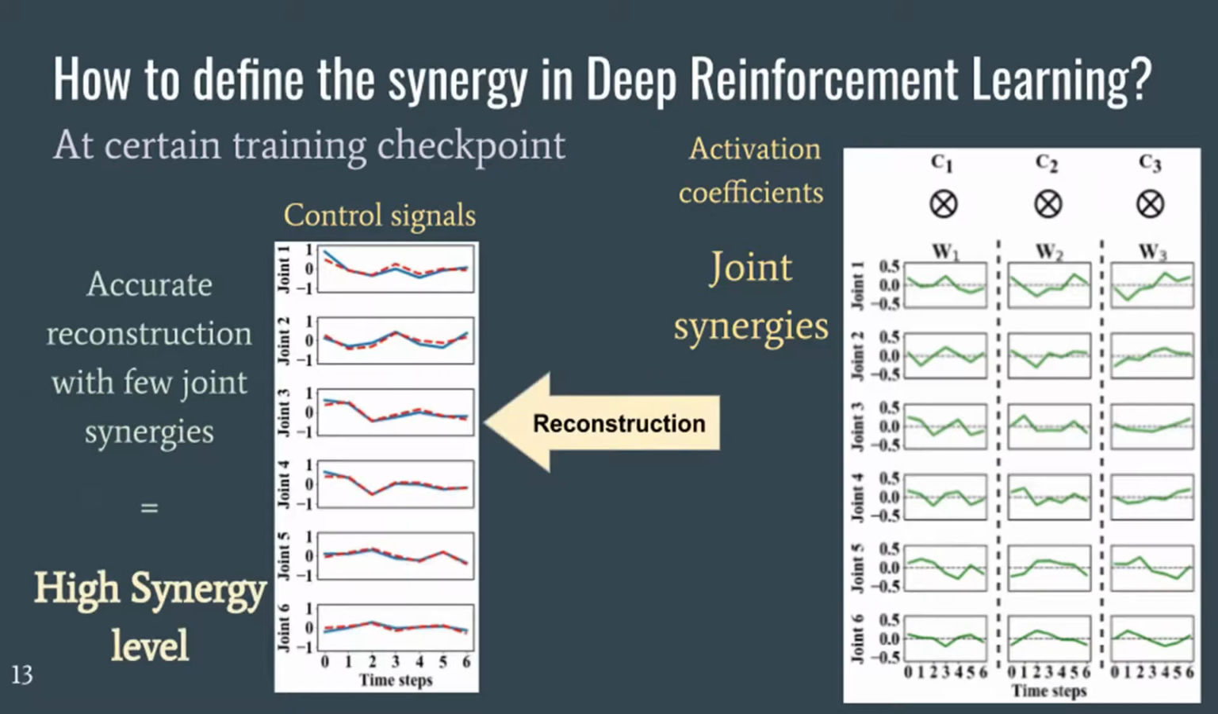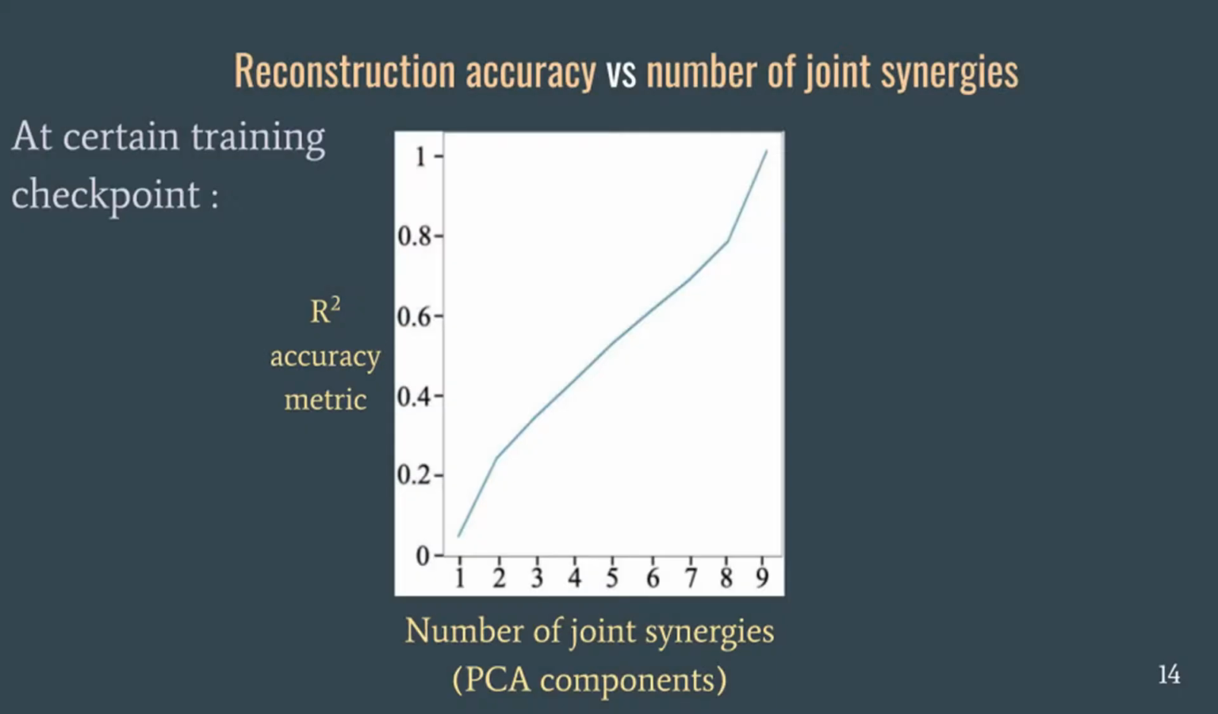By using the extracted components, I can reconstruct the original signals, which is shown in red in the figure on the left. We can see that there are some errors between the red reconstructed signals and the original signals in blue. By using this reconstruction accuracy, I will define the synergy level. If we can have accurate reconstruction with few joint synergies, then we will say that this policy has a high synergy level.